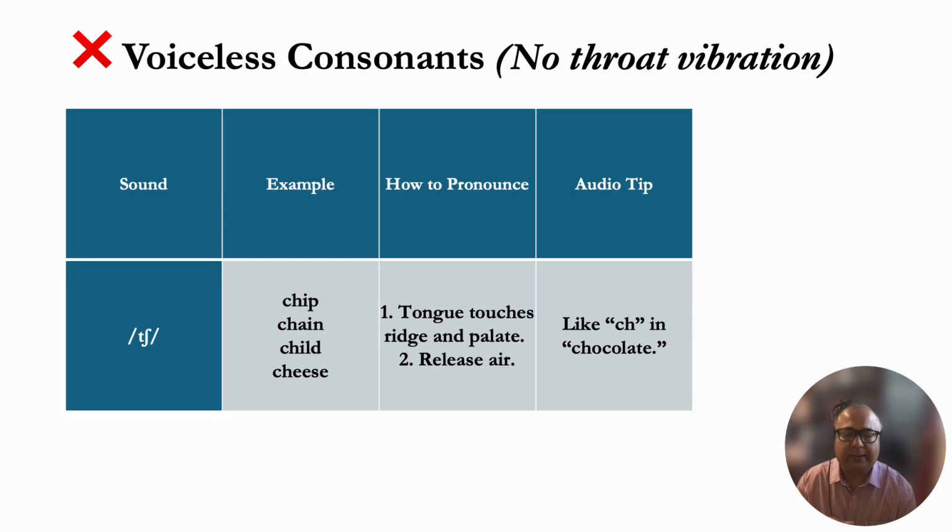Next sound is ch, ch. Remember, it's a voiceless consonant, so you can always test this, right? Touch your vocal cord with your index finger and say ch, ch. The throat doesn't vibrate, correct? Ch, chip, chain, child, cheese.